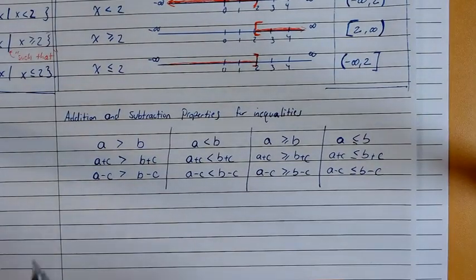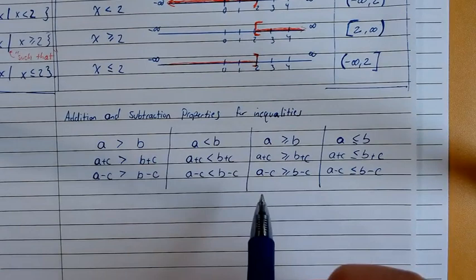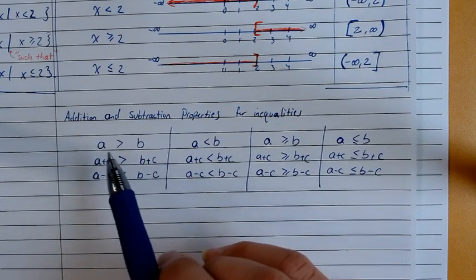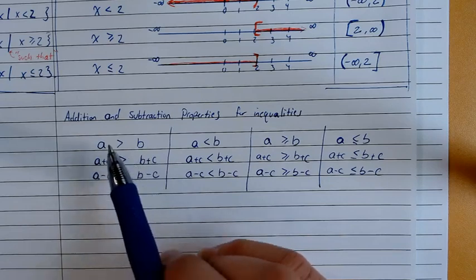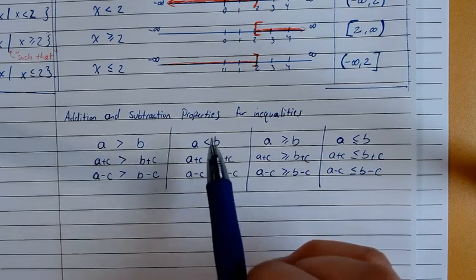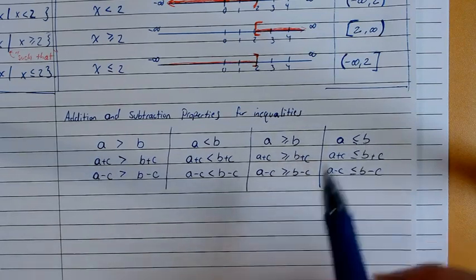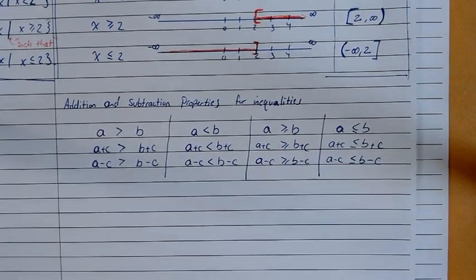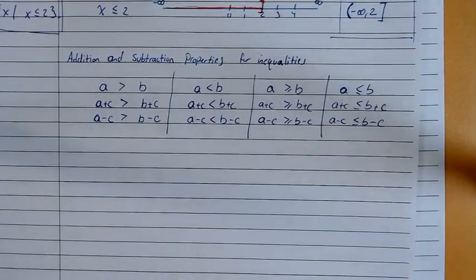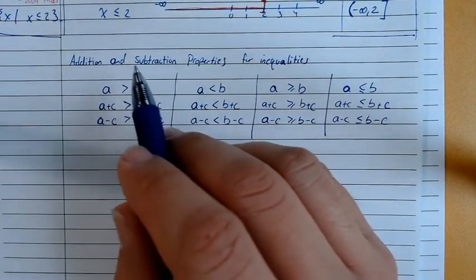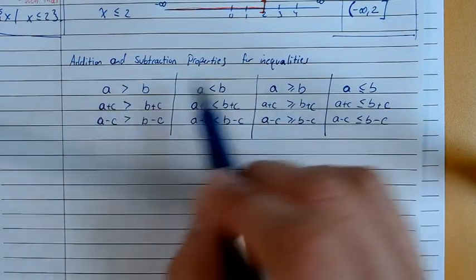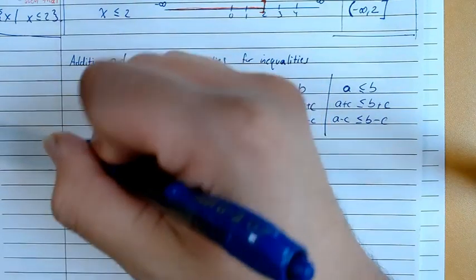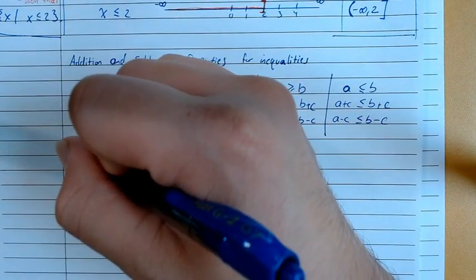This may seem like a lot, but you don't really have to memorize 12 different things. Essentially, you just have to remember if you have an inequality, you can add or subtract on both sides, and the inequality doesn't change. Whatever it started as, it stays that way. Now, multiplication and division principles of inequalities are almost the same as for equations. For equations and inequalities, the addition-subtraction properties are identical, but the multiplication and division properties are slightly different.